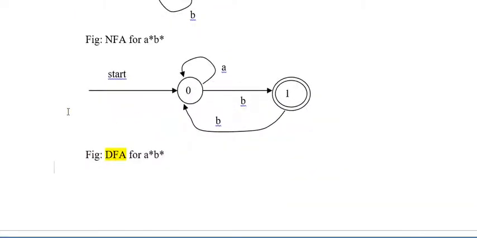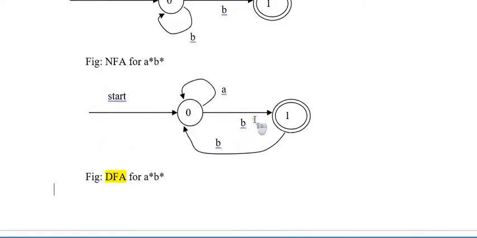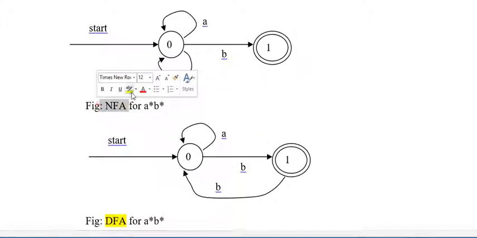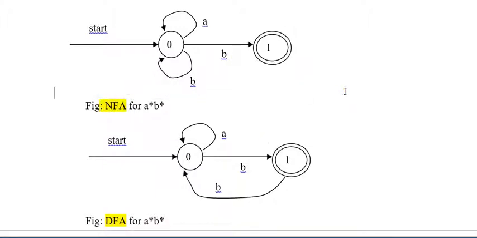In this diagram we can see that here is the start symbol and we are in the 0. If the input A comes it will go to the 0 state, and if the B comes it will go to the final state, and then if again B comes it will go to the 0 state, and if the B comes it will go to the final state. So here are the differences between the diagram of NFA and DFA with the same input. You can take a snap of this one.